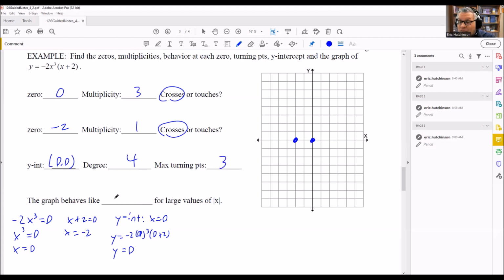For this one, the graph behaves like, we can actually figure out what the leading term is, because for this particular graph, we can multiply that out. So let's multiply this through. You get negative 2x to the 4th, and then minus 4x cubed. So from here, we see that the leading term is going to be negative 2x to the 4th. And that would be what our answer is for what the graph behaves like.